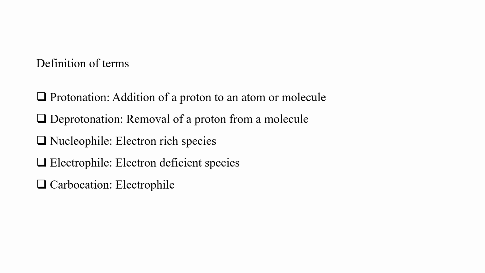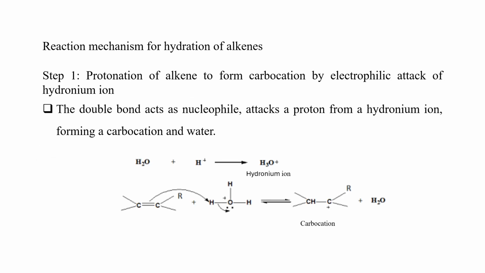Now let's look into the reaction mechanism for hydration of alkenes. We say that the first step is protonation of alkene to form carbocation by electrophilic attack of hydronium ion, right? Remember that we say that hydration of alkenes is an acid catalyzed reaction. So in this reaction here, our acid catalyst is going to be hydronium ion, that is H3O+. But first, we need to show how we can form that hydronium ion. To form that H3O+, we are going to have H2O, that is water, abstracting a hydrogen ion.